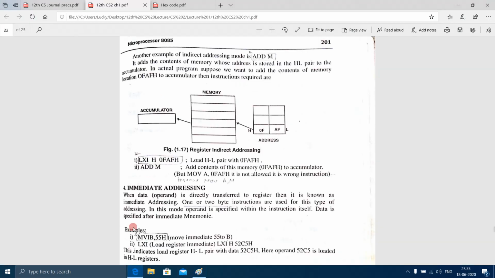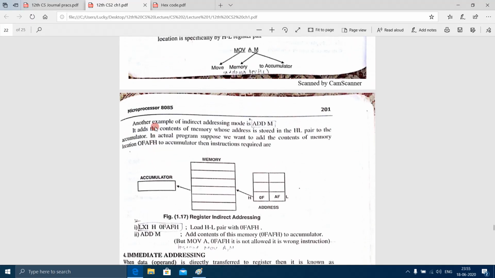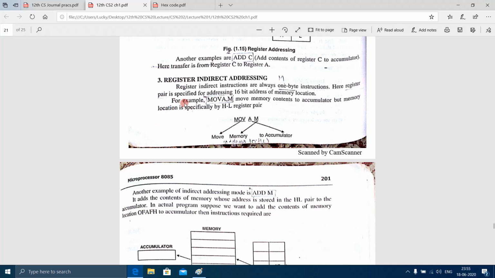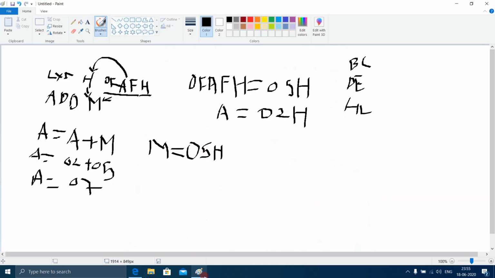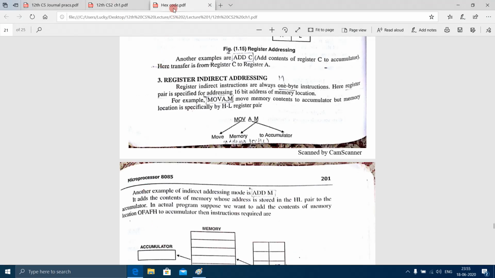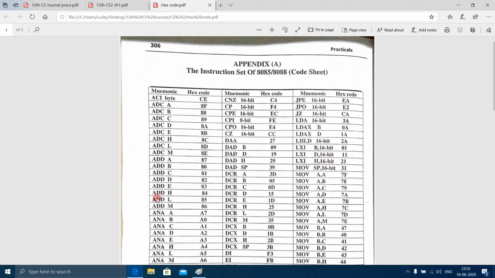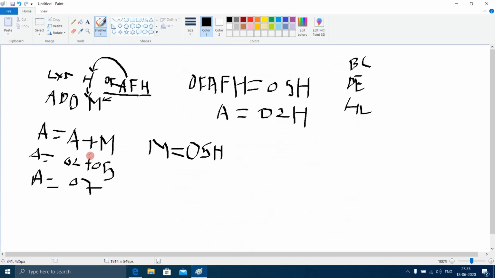So let's see what's written here again. Let's read this again. Register indirect instructions are always 1 byte instructions, like ADD M. ADD M is a register indirect instruction. Why is this 1 byte? Because when you go into the hex sheet and look for ADD M, there is 86. I have told you why some instructions are 2 byte and why some are 3 byte.